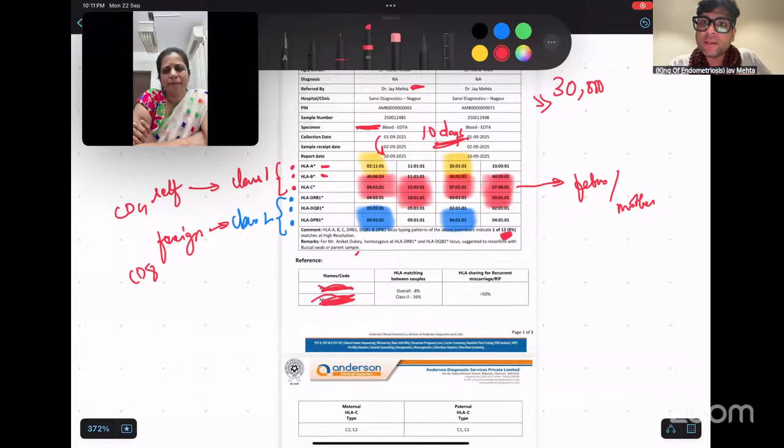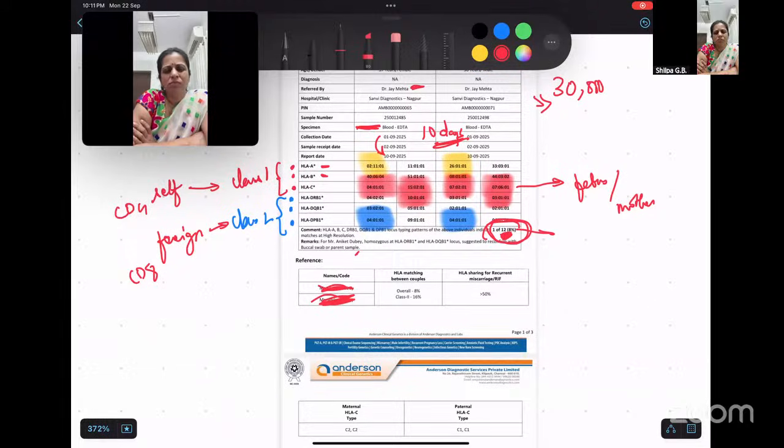So basically, as they have also told us, only 1 out of 12 is matching here. That means only 8% is matching. Correct? And this is very good. This is very, very good.